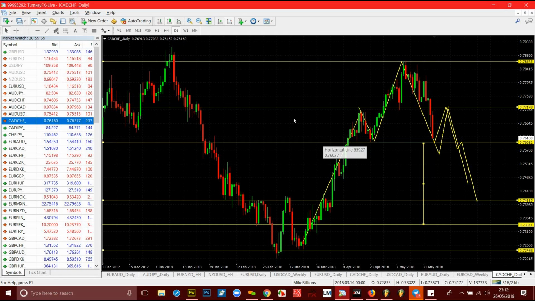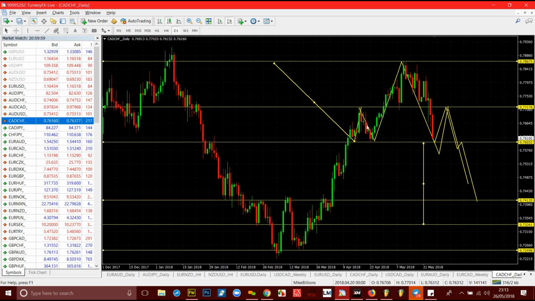So if it's coming like this, in contrast, if it's doing this and it does this, that's not a valid head and shoulder. Why? Because this is not the trend. So if it's coming this way and it does this, it's not a valid head and shoulder. So it needs to be coming from down.